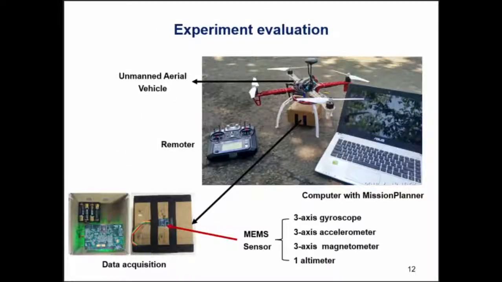Here is our experimental evaluation. It includes the four-rotor unmanned aerial vehicle and its remote, and a computer with mission planner. In this picture, this is the data acquisition. You can see that this little PCB is the MEMS sensor, and this MEMS sensor includes a 3-axis gyroscope, a 3-axis accelerometer, a 3-axis magnetometer, and one altimeter.